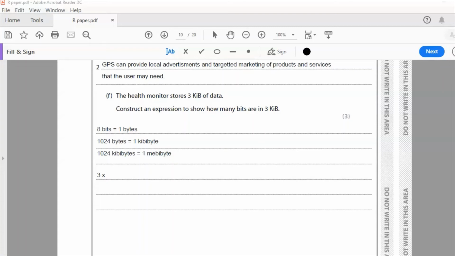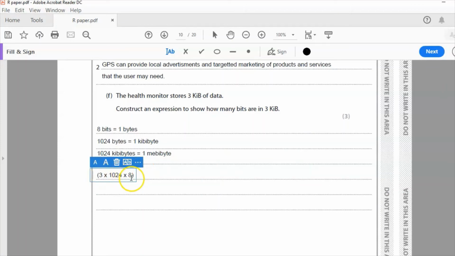So it's 3, because I've got 3 of them, 3 kilobytes multiplied by 1024, because 1024 bytes in a kilobyte, I've got 3 of them, multiplied by 8, which gets me to bits, and that is my expression. And you might want to put it in brackets, but that's my expression there. So just going to put that into brackets, and there are my 3 marks.